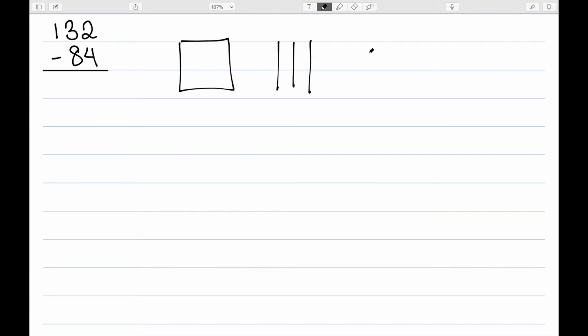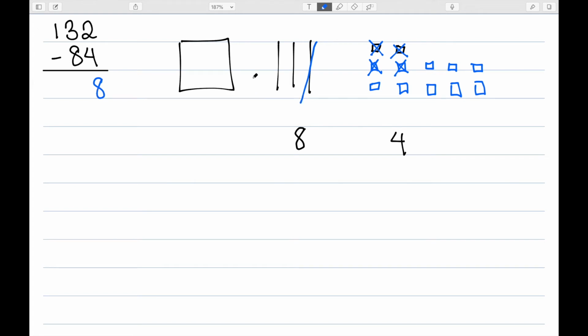I then have a 30 and a 2. And I want to take away 84, so I need to take away 8 of the 10 blocks and 4 of the 1 blocks. Well, there's not 4 1 blocks to remove, so instead I'm going to take one of my 10 blocks and break it apart to give me 10 1 blocks. And then from there, I can remove 4. 1, 2, 3, 4. And I'm left with 1, 2, 3, 4, 5, 6, 7, 8.